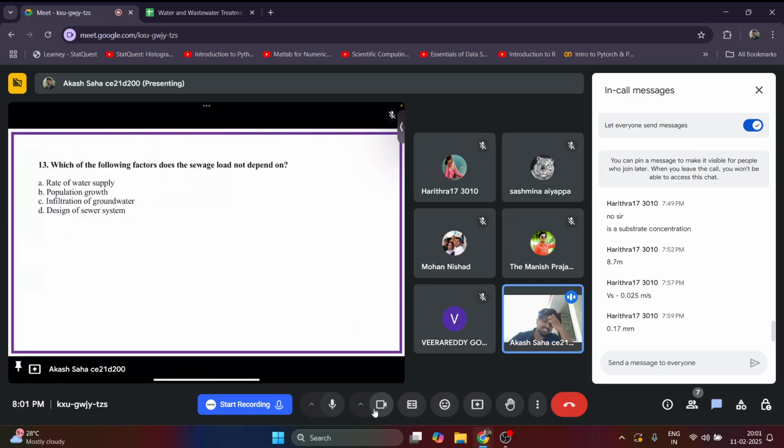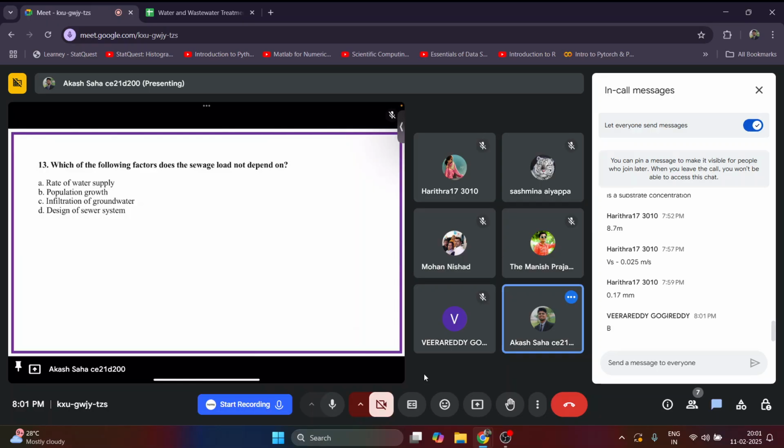Which of the following factors does the sewage load not depend on? Rate of water supply, population growth, infiltration of groundwater, design of sewer system. So you have to tell me which of these the sewage load does not depend on. Just think about it. Type your answer in the chat box. B. Okay. Any other answer?